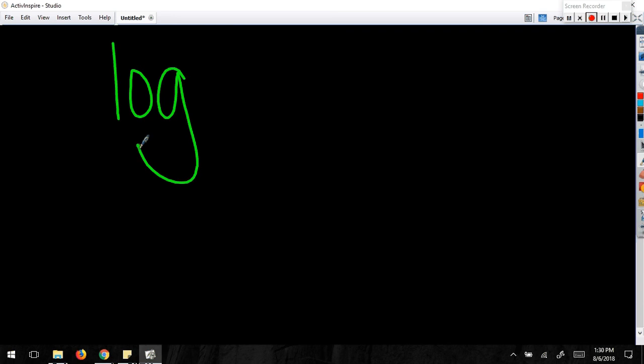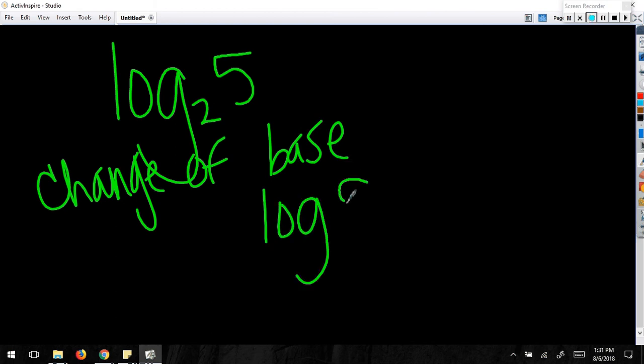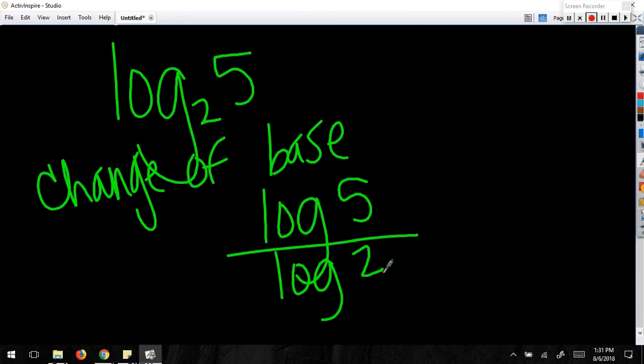One other thing, if you have to evaluate something like this, it's not so easy just to put that in your calculator, because if you put log in your calculator, it's going to give you a base of 10. So what we do is we use what we call a change of base formula, which means we do log 5, and this is a common log, divided by log 2. And that will tell you the log base 2 of 5.